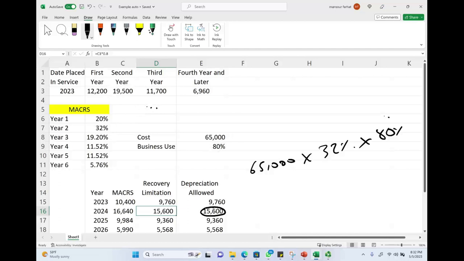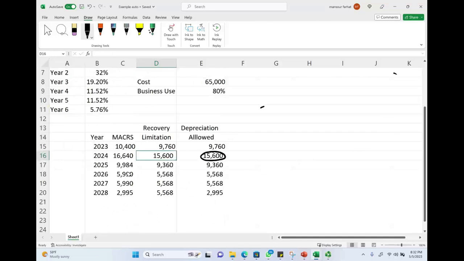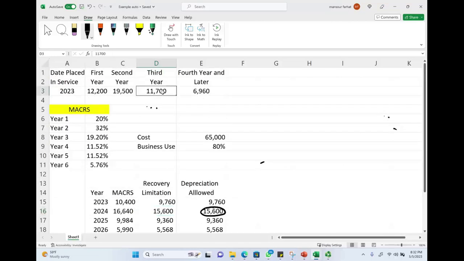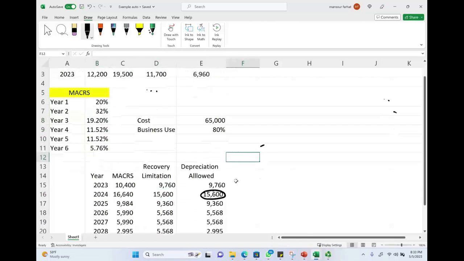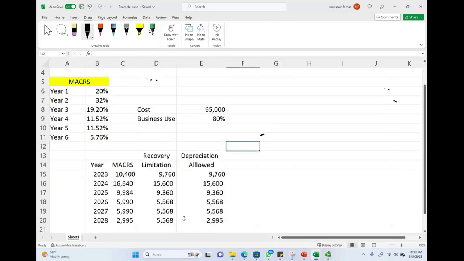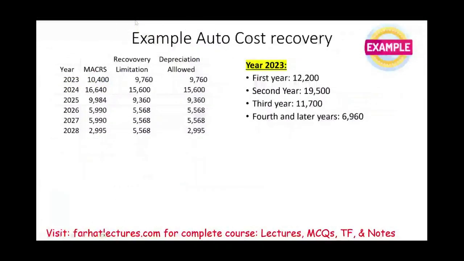Well, that's what we have to do for year three. Same concept, year 2025. Here is the limit for year three, and this is the MACRS. I'm sure you can find the answers for this, and this is what you do. We have to look at MACRS and look at the recovery limitation and choose the lower. In one year, the lower is the recovery limitation. In year 2028, MACRS happens to be smaller, so we take MACRS. So let's go back to the presentation, and this is what we did, where I showed you how we computed this on the Excel sheet.